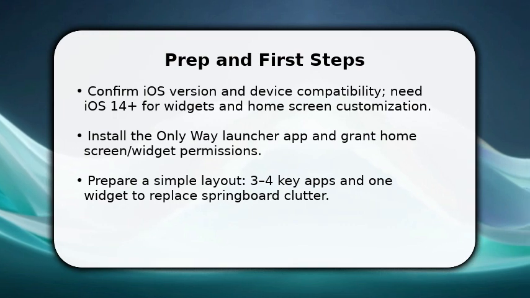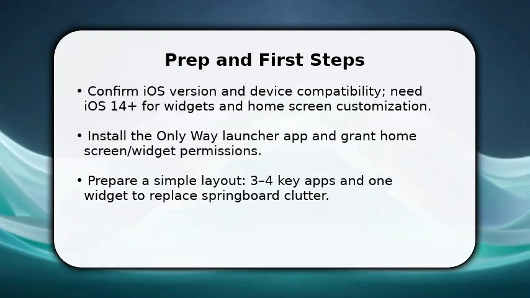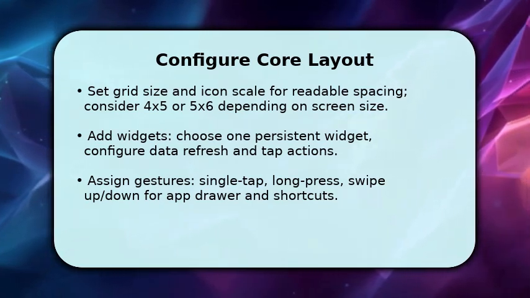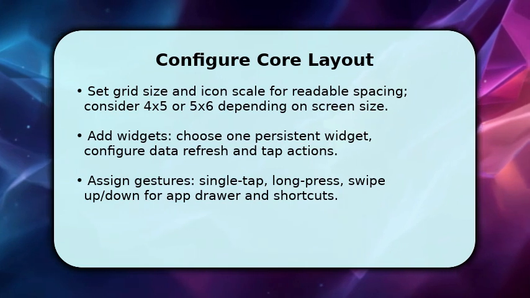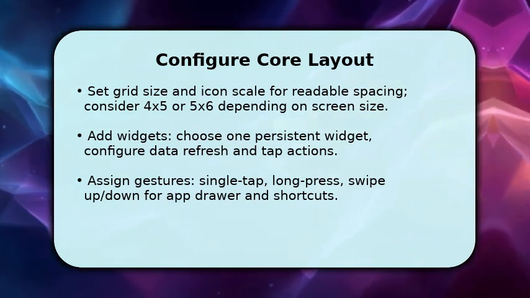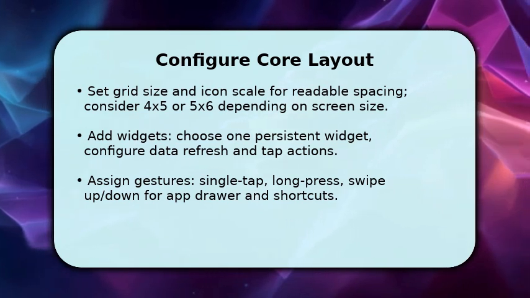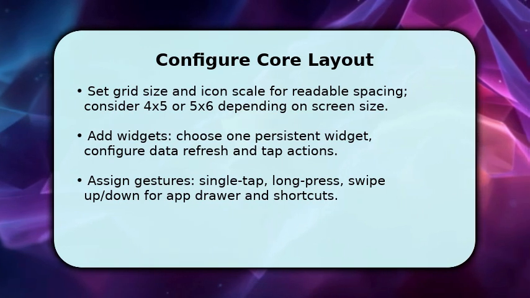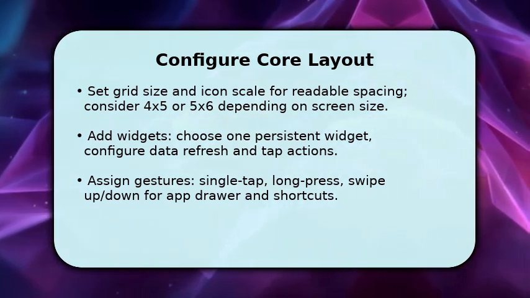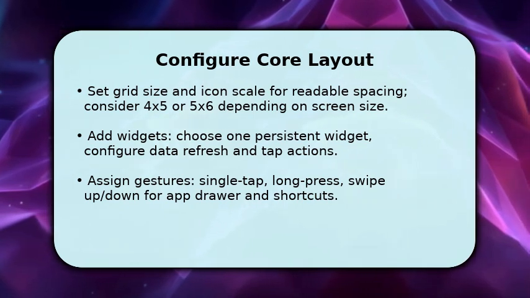Once done with installation, open only Way's main settings and adjust the grid size and icon scale so icons are evenly spaced and readable. Then add your primary widget, configure refresh intervals, and assign a tap action to open an app or shortcut. Make sure to map gestures: single tap for open, long press for quick actions, and swipe up for the app drawer, because gestures speed navigation.